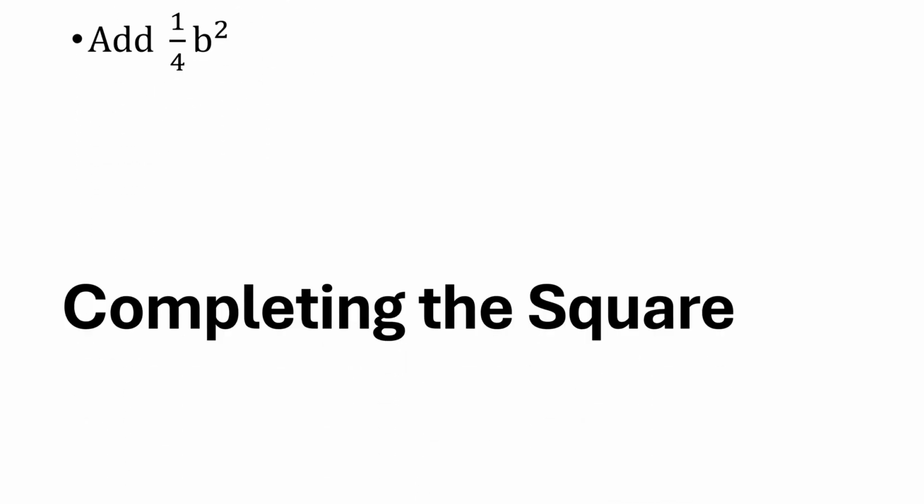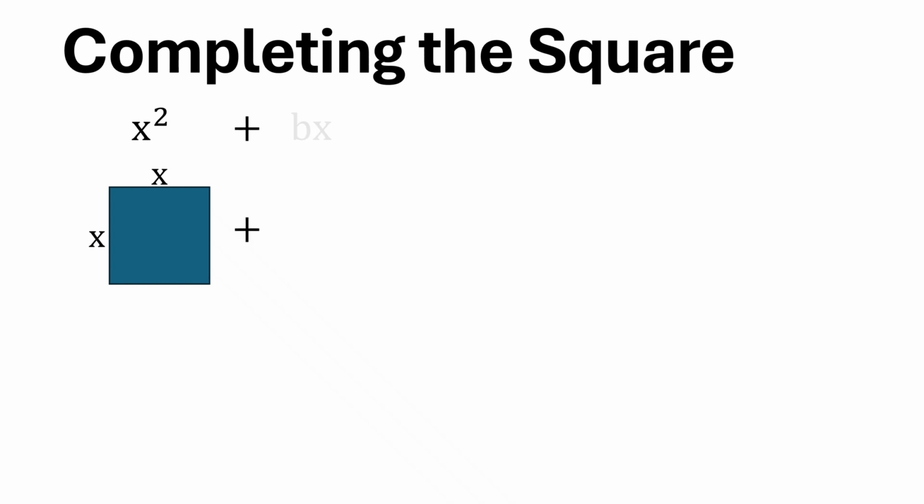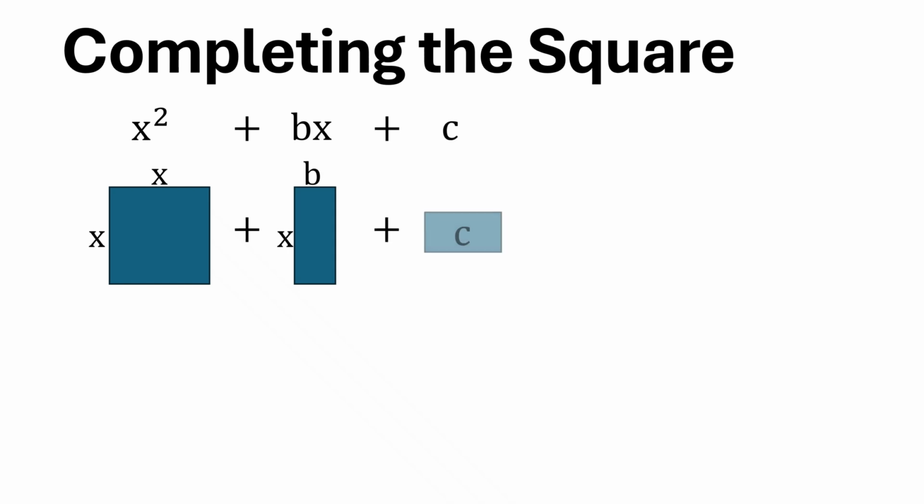Let us use geometry to understand completing the square. We have x squared, which as the name suggests is a square with dimensions x, plus bx. bx is a rectangle with dimensions b and x and area bx. Finally, plus c. c could be any shape, but let us use a rectangle here, and it has area c.